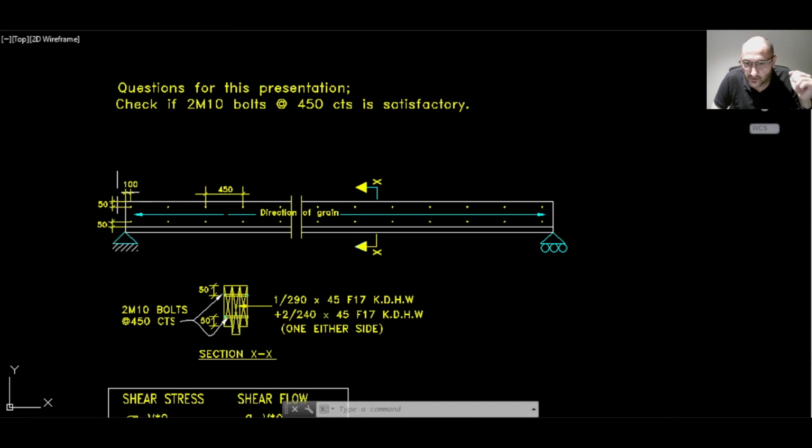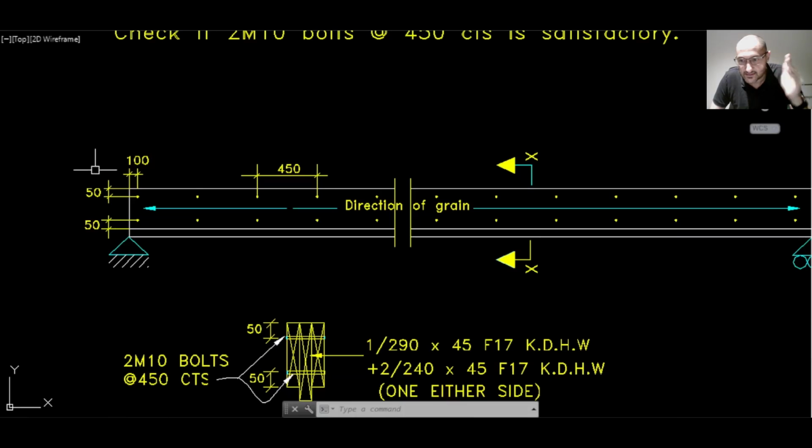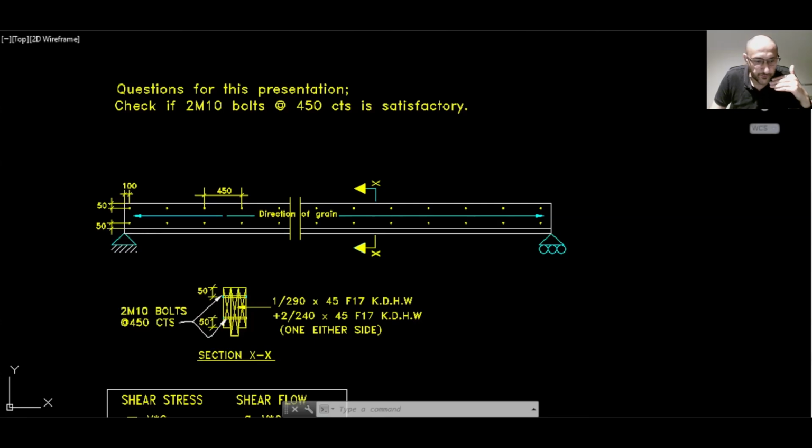We have the elevation of the beam, where the bolt end distance is 10d, which seems okay. So 10 multiplied by the shank diameter, and that's 100 millimeters. And the edge distance from the top is 5d, that's 5 times 10, 50 millimeters. And from the bottom, generally the minimum is 4d, but in this case we have 50 millimeters. So 4d is 40 millimeters, but we have 50 in this case, which is satisfactory.